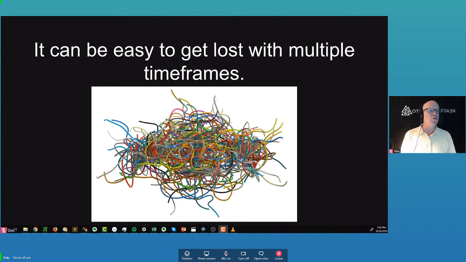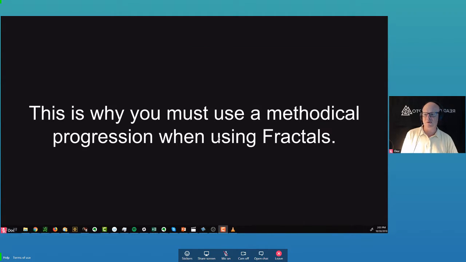So a question, why do I trade and lose every time? There's actually an answer for that, at least one that I found that happens more often than not. It can be easy to get lost with multiple time frames. With multiple time frames, this is where you need to put the puzzle pieces together. If you just have a jumble of puzzle pieces out there, if you're just looking at different things without any semblance of order to them, it's just not going to make sense. This is why you must use a methodical progression when you're using fractals.